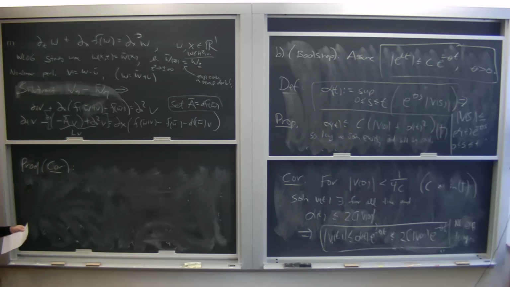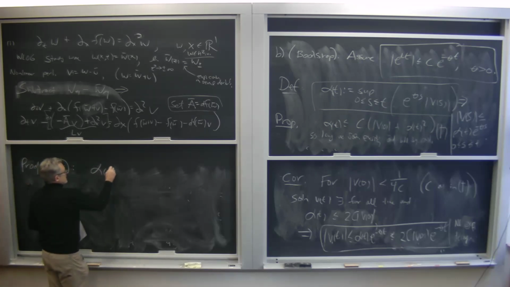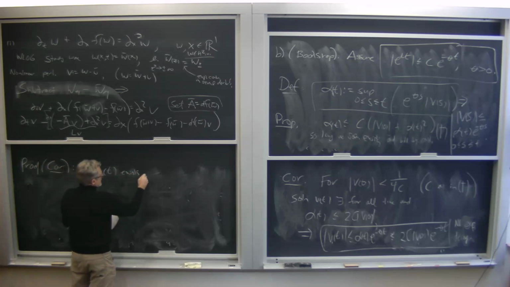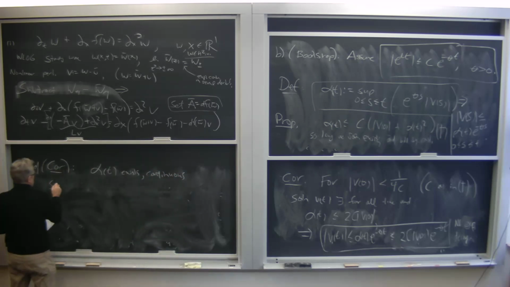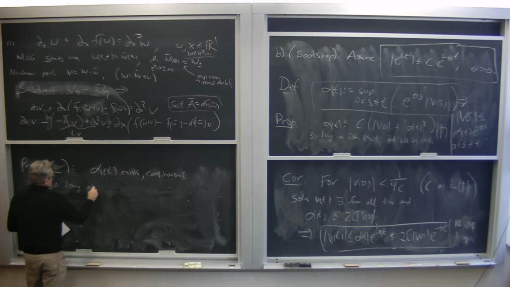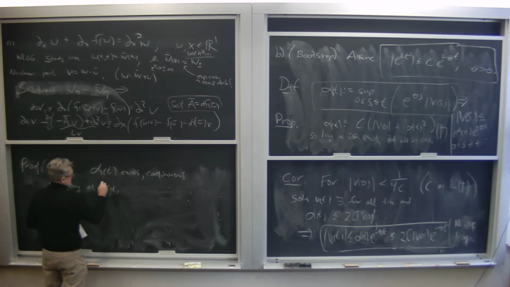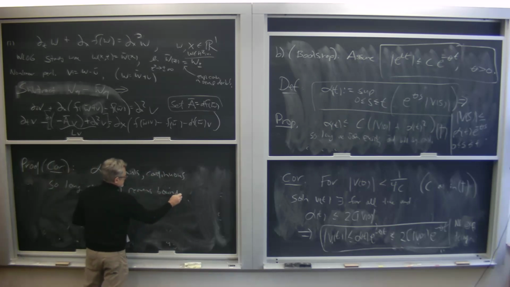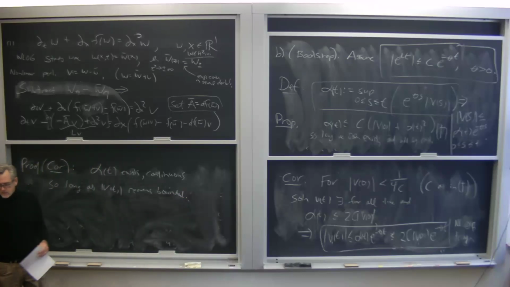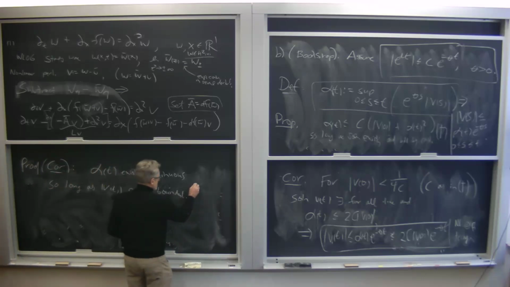Proof of the corollary. Okay, so alpha of t exists and is continuous so long as v is bounded. What? This is the basic existence uniqueness theorem for ODE, the local existence and continuation theorem for ODE.